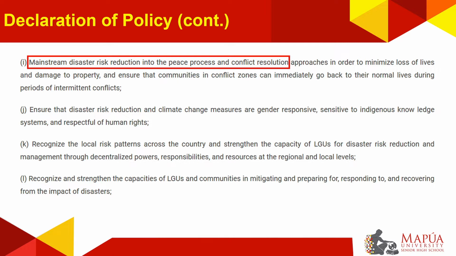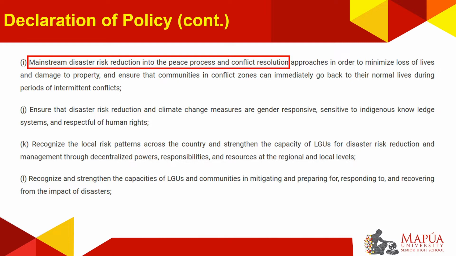One policy that this law enacts is for us to not just mainstream DRR in other aspects, but to also mainstream it in the peace process. Because at the end, the minority and the majority will suffer the same hazards when it comes to natural disasters. And that is what we want to alleviate when it comes to DRRM. To minimize loss of lives and damage to properties and ensure that communities in conflict zones can immediately go back to their normal lives during periods of intermittent conflicts.